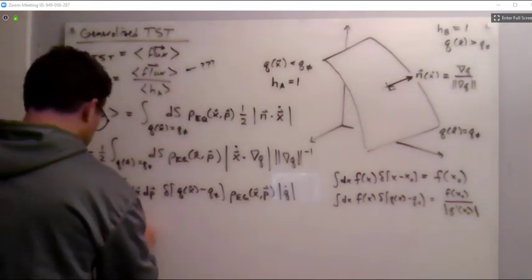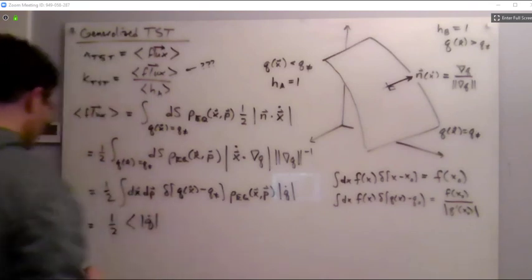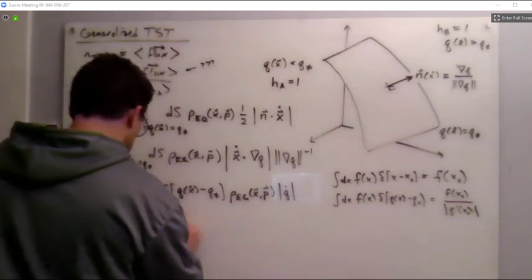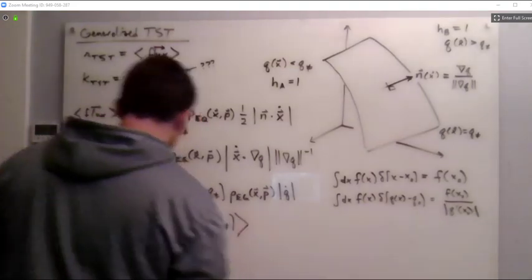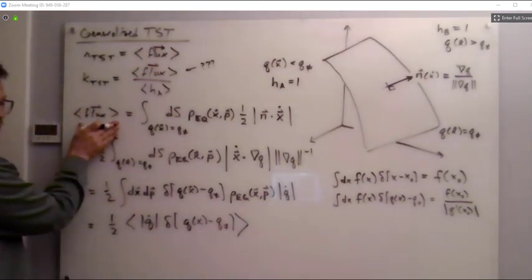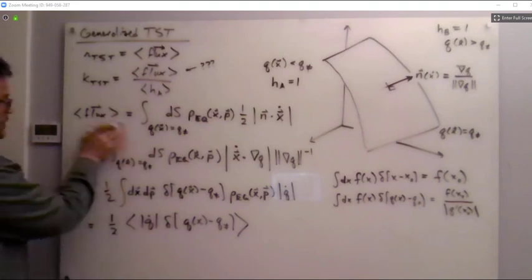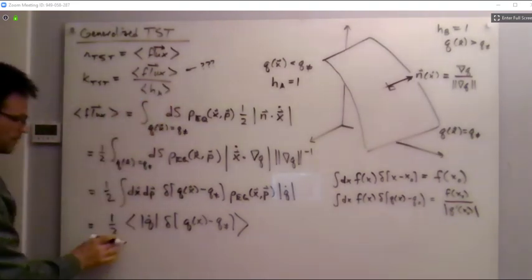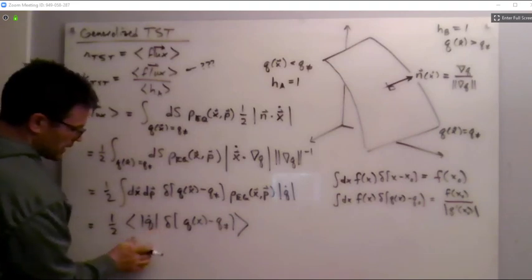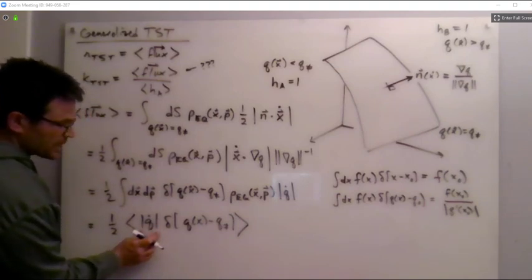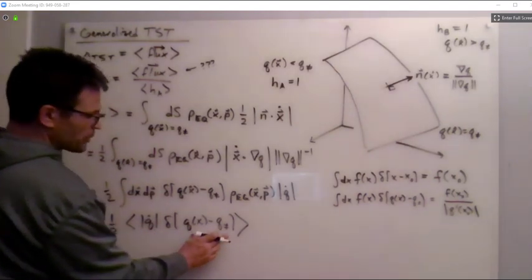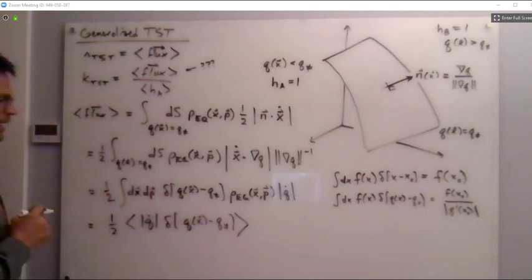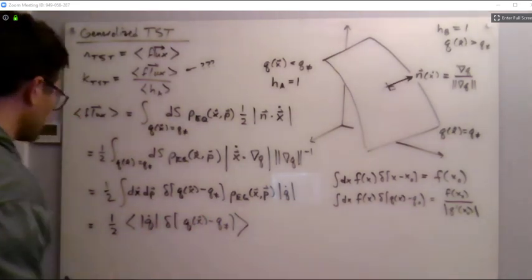So this is just 1/2 of the absolute velocity along q times delta of q of x minus q double dagger. Okay, so this says that the flux at equilibrium is 1/2. This is the directed flux, the part that's going to the product state, is 1/2 of the equilibrium average of the velocity along my coordinate q multiplied by a delta function, which tells you whether you're at a particular configuration that lives on that dividing surface. Okay, so this is an unconstrained canonical average of a flux operator.